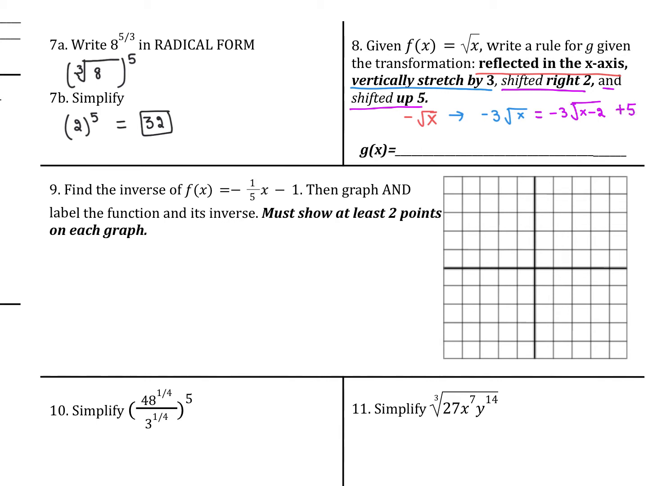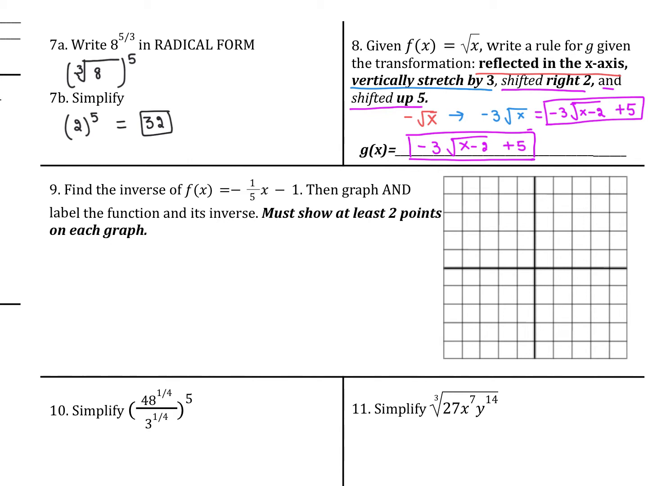So the final answer is going to be -3 square root of (x minus 2) plus 5. And that's going to be your final answer. You did it step by step. Whatever comes first, that step you do first, and then the next one, and then the next one.